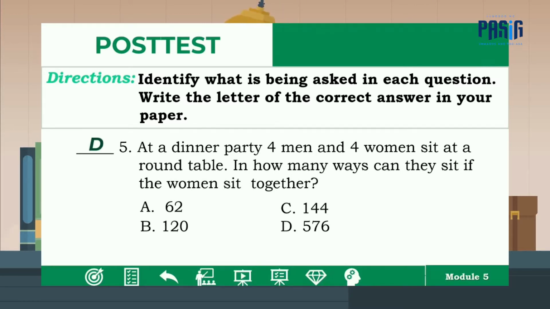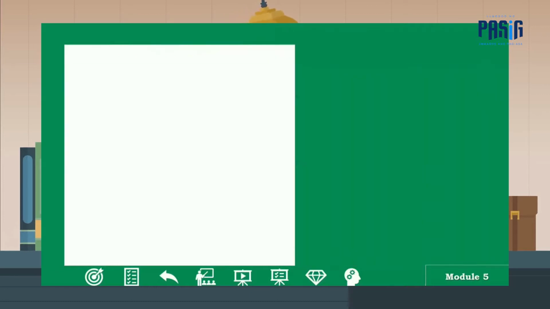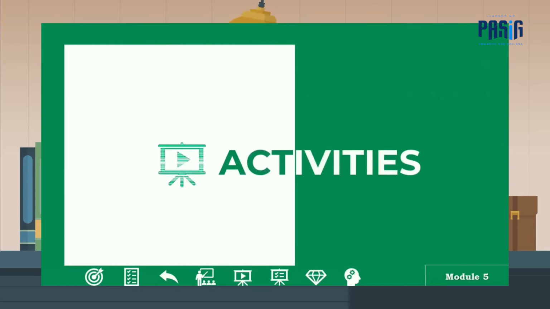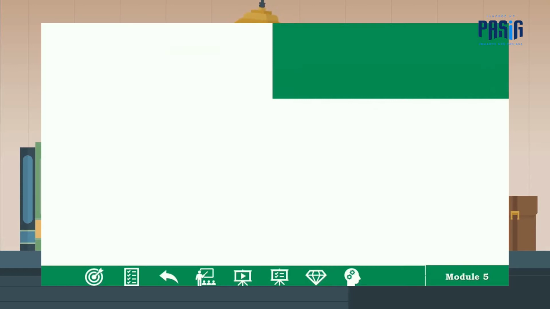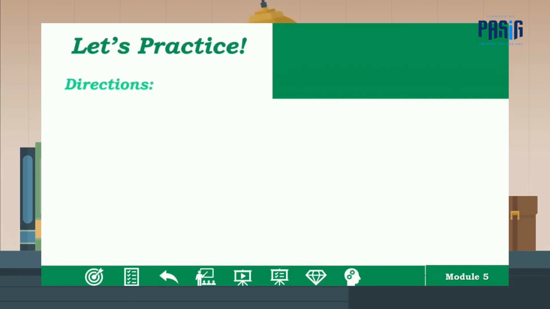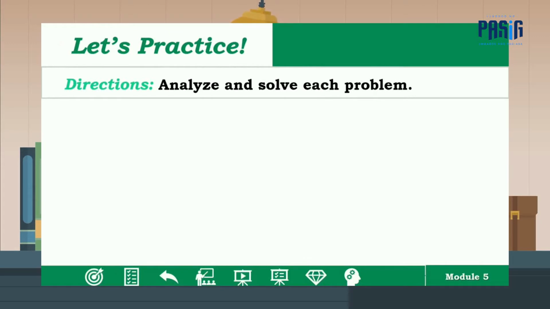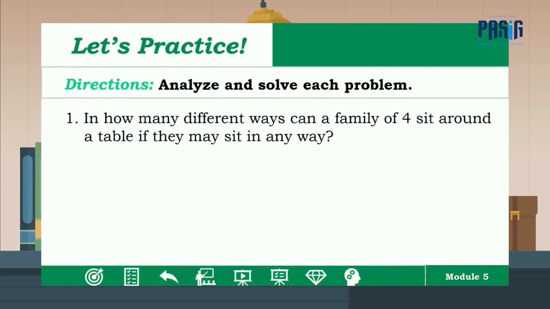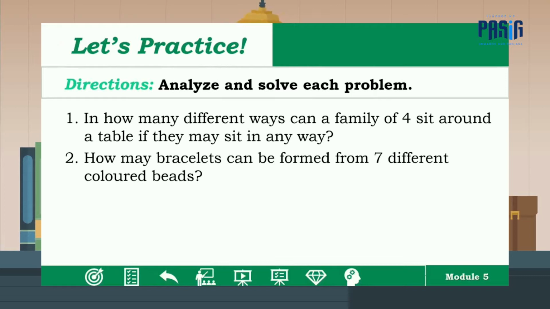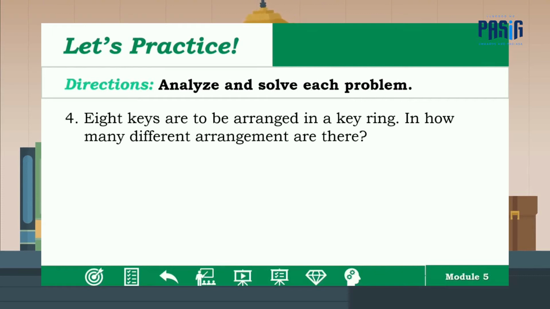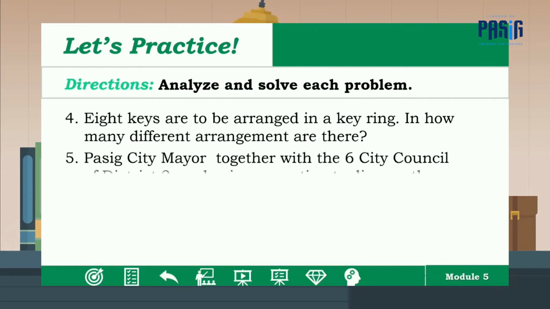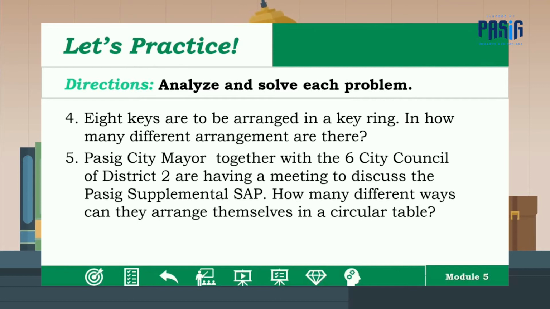I know most of you got a perfect score. Now, I know you are ready to solve the different activities. Good luck, guys! For activity number 1, let's practice. Analyze and solve each problem. Number 1, number 2, number 3, number 4, and number 5.